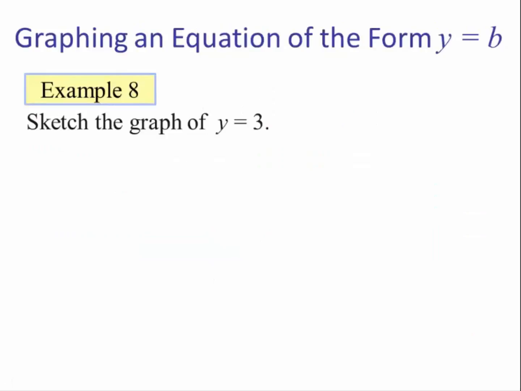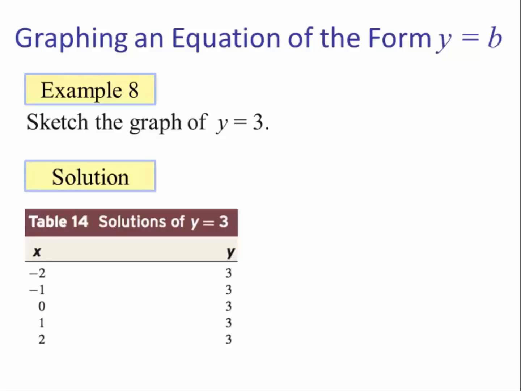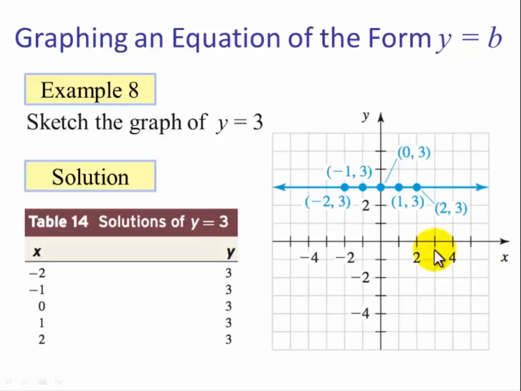So let's do an example. Sketch the graph of y equals 3. So in this case we see that b is 3, and that means for different values of x, the value of y is the same, 3. So we know this is going to be a horizontal line, and if we plot these points, when x is -2, we have a 3. When x is -1, we have a 3, so on and so forth. Connect these, we see it's a horizontal line. The slope of a horizontal line is 0.